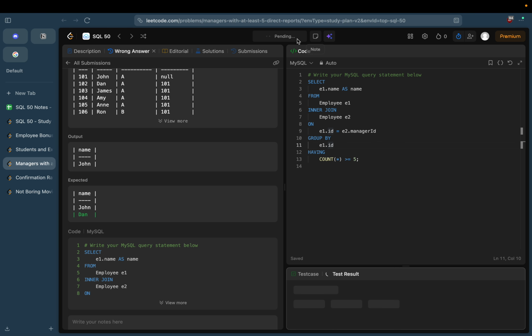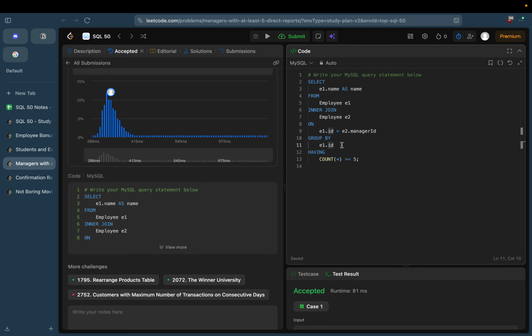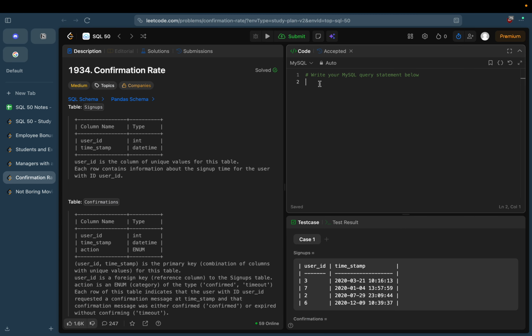Now if I first run this and then submit it, it should be fine. This is a good catch. I think this is the most important part of this question. Other than that, most of the things can be identified if you're good at joins. Yep, as you can see, we must group it by employee ID to avoid duplicates. Alright, we're good to go with this question. Moving to the next one.